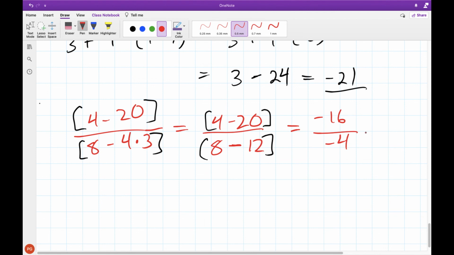Negative 16 over negative 4. We've got a negative over a negative, which is positive. 16 divided by 4 is equal to 4. If you didn't get both of these right, take another look at the video, watch it again, and see if you can try these questions and get them right.